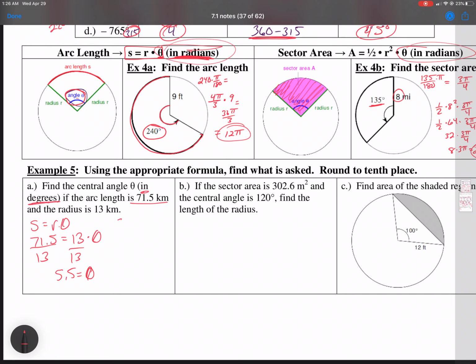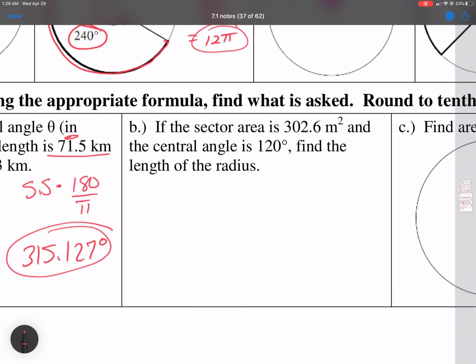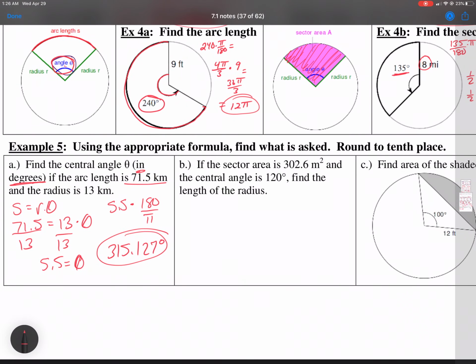So I'm going to take 5.5 times 180 over pi, and I'm going to type that in the calculator. And it gives me 315.127 degrees. All right, for the next one, it says the sector area is 302.6 meters squared, and the central angle is 120 degrees. Find the radius.